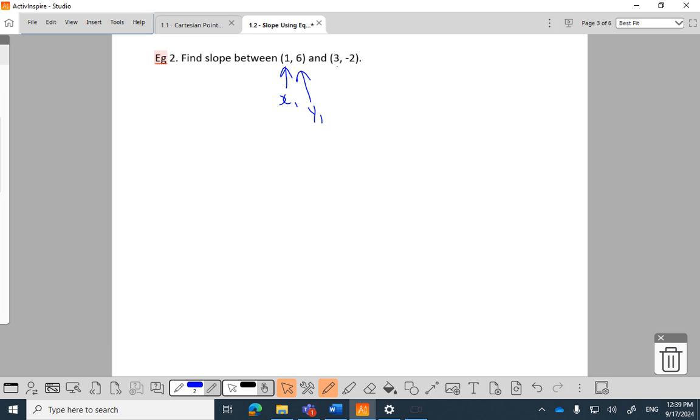How about this one? Y2. Hold on. That's the y2, because that's the y value. The second one's the y value. So what's this one? X2. X2. Then you need to know the formula.